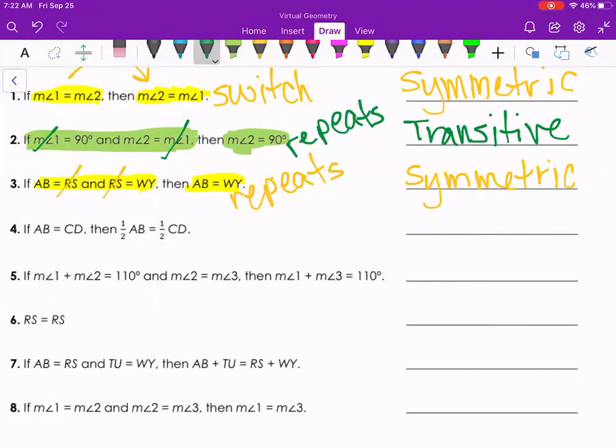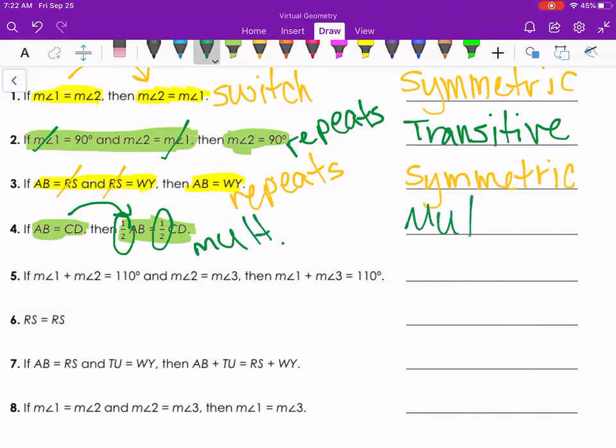Okay, let's check out number 4. All right, if the length of AB equals the length of CD, then 1/2 of AB is equal to 1/2 CD. All right, notice this time, from beginning to end, hypothesis to conclusion, the only thing that's changed is both of them are multiplied by a 1/2. So this is our multiplication property.